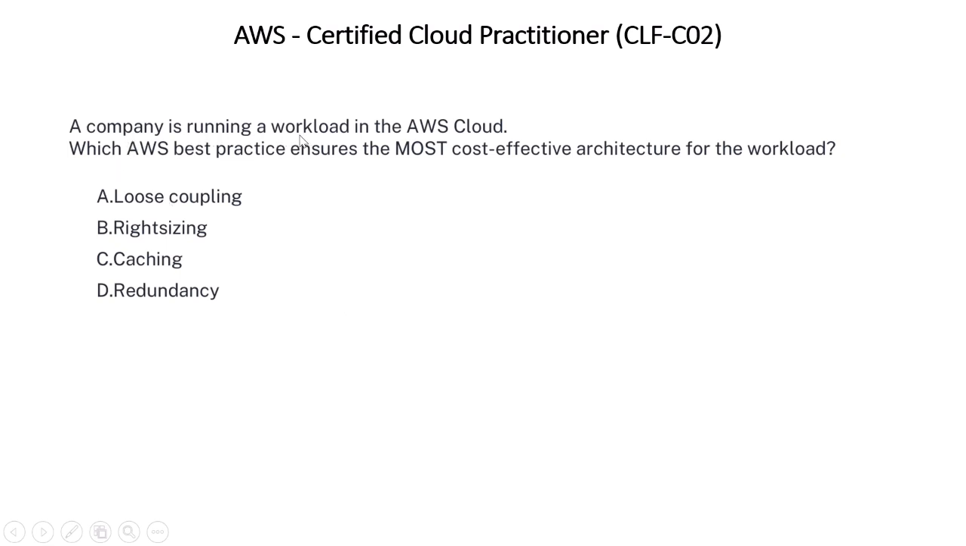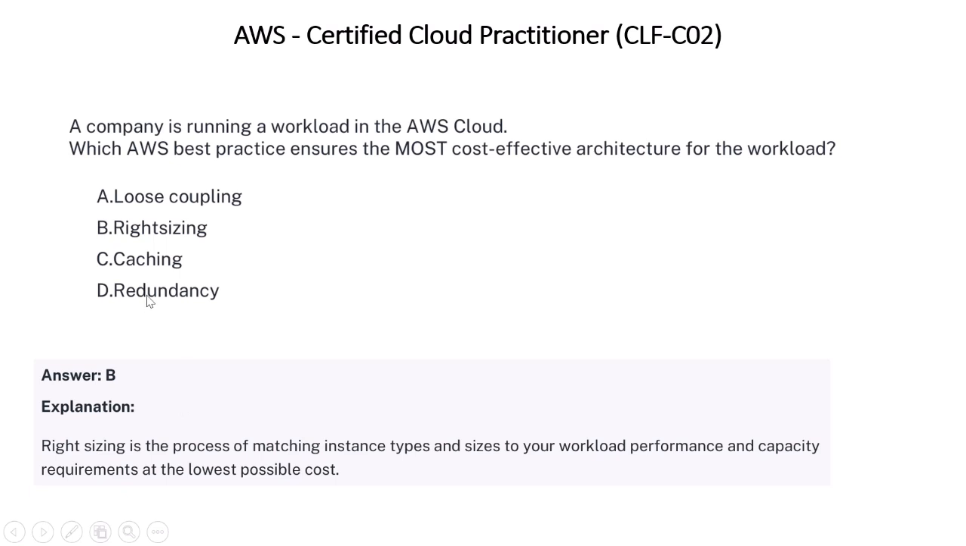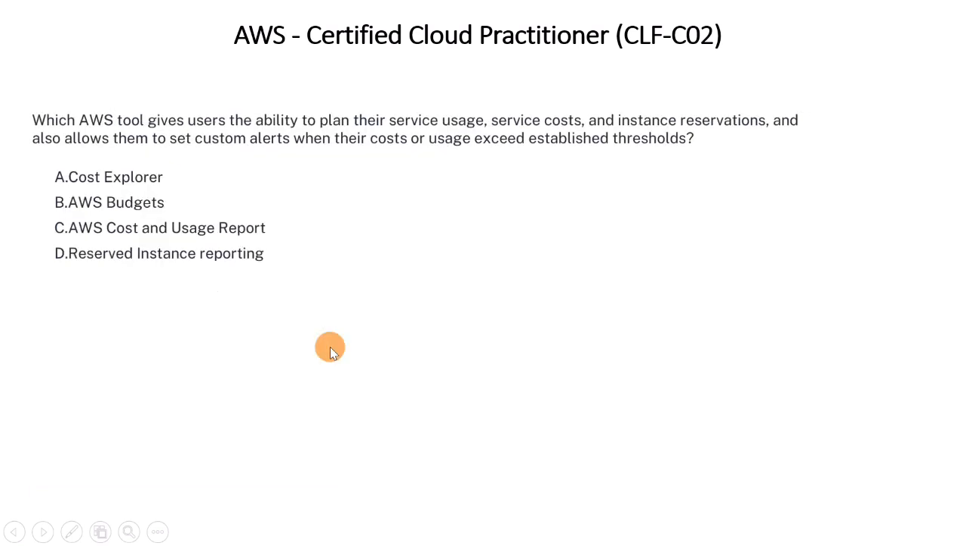Next question. A company is running a workload in the AWS cloud. Which AWS best practice ensures the most cost-effective architecture for the workload? The options are option A, loose coupling, option B, right sizing, option C, caching, option D, redundancy. The correct answer is option B, right sizing. Right sizing is the process of matching instance types and sizes to your workload performance and capacity requirements at the lowest possible cost.